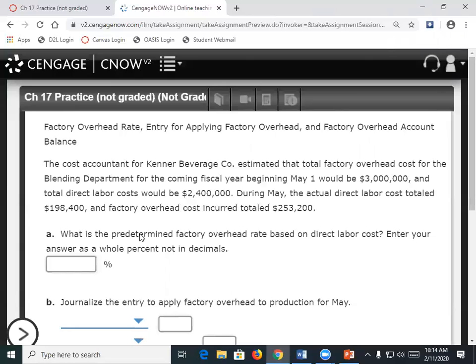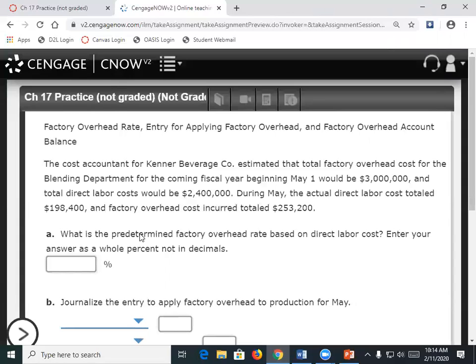The cost accountant for Kenner Beverage Company estimated that total factory overhead costs for the blending department for the coming fiscal year would be $3 million, and total direct labor costs would be $2,400,000. And then they give us actual labor of $198,400 for the month of May, and factory overhead $253,200. So part A just says, what is the predetermined factory overhead rate based on direct labor cost?